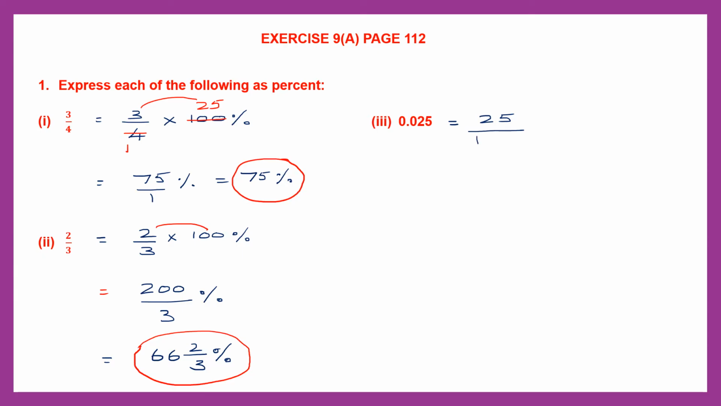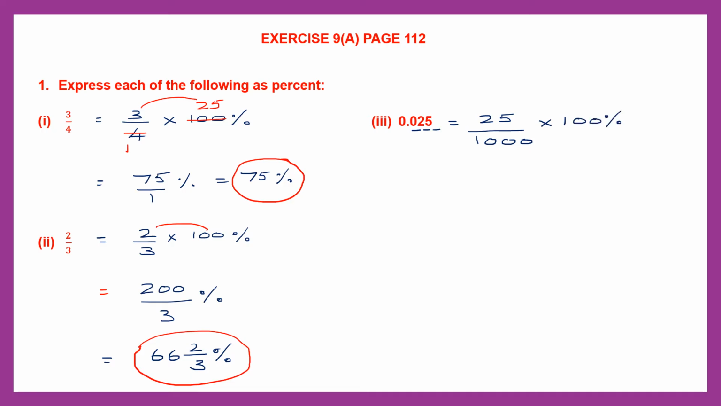Now look at this question. 1, 2, 3. There are 3 decimal places. So my denominator will have 3 zeros. So now I have a fraction. First thing, I had a decimal number which I have converted to a fraction. Now the question is to write this as a percent. To convert this fraction into a percent, I have to multiply by 100 and put the percentage sign.